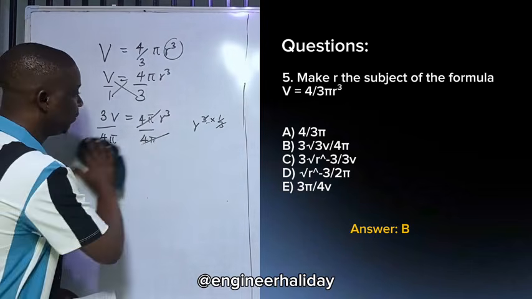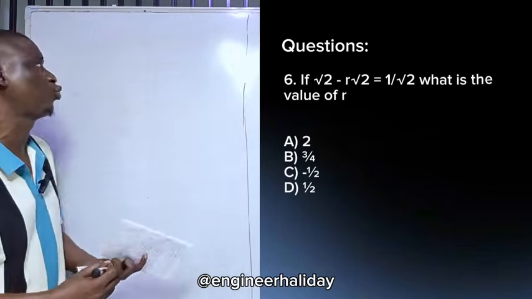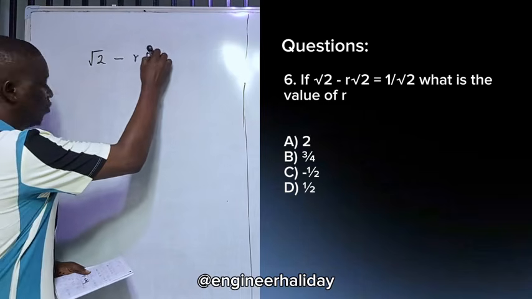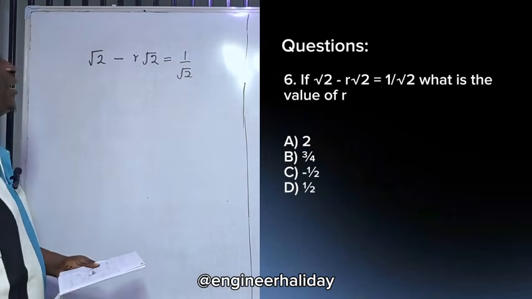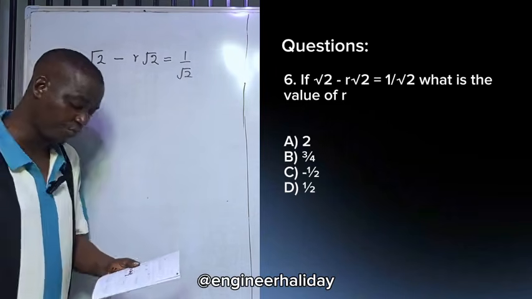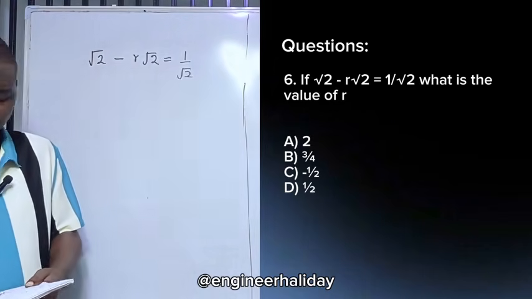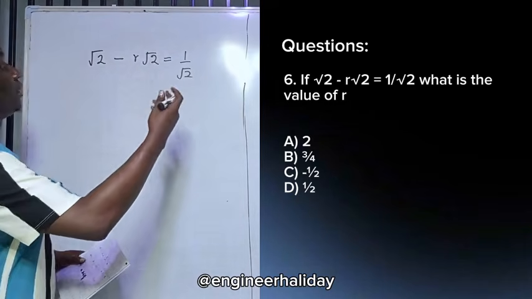No time. Number 6 question. It says, if square root of 2 minus R root 2 is equal to 1 over root 2, what is the value of R? It's as simple as that. They said A, 2; B, 3 over 4; C, minus 2; D, 1 over 2.